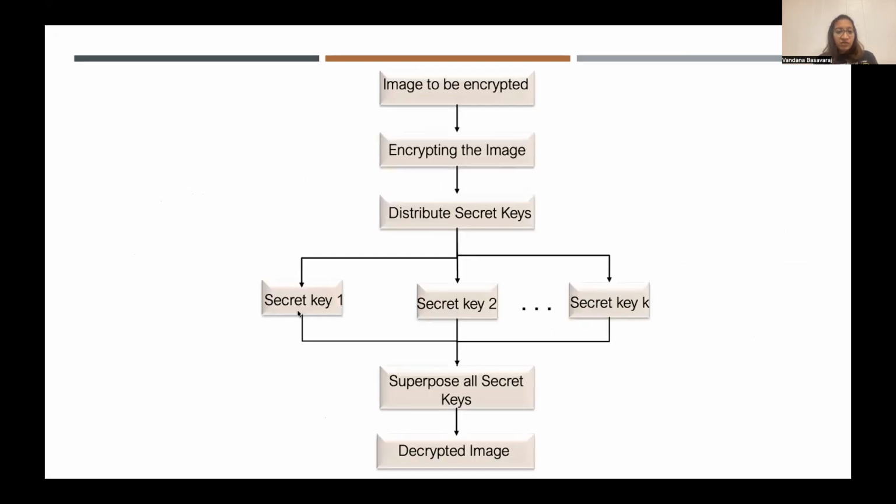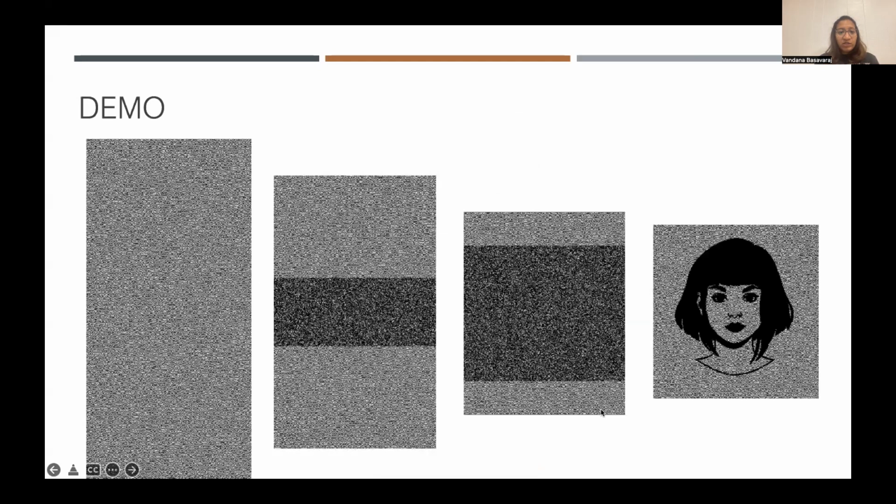And then we have the algorithm, a generic algorithm or a flowchart. When an image is chosen, it is encrypted. Then the secret key or the shares are created, and these are distributed between participants. Once they are all combined or superposed together, we'll get the decrypted image, or the original image. And now Sahana will take over and give the demo.